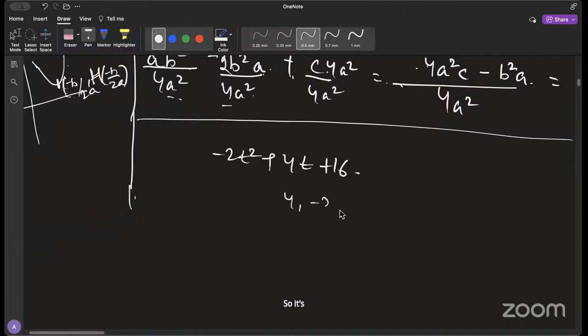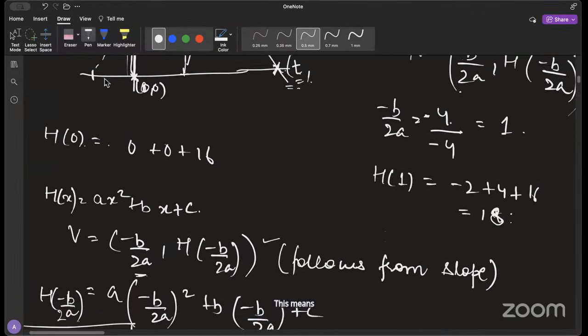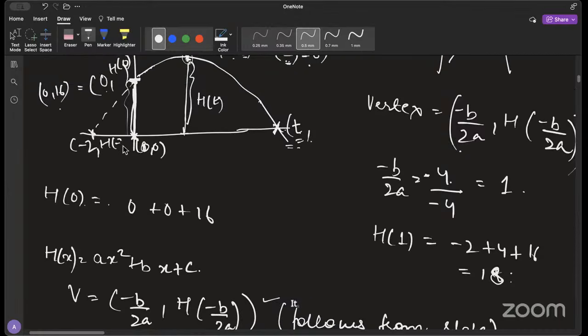So it's 4 and minus 2, right? Yes, ma'am. This equals 0 implies your t is going to be equal to either 4 or minus 2. You just have to solve this using any of the methods we've done so far. And that means this point is minus 2 comma h of minus 2, and this one is 4, 0. h of minus 2 is anyway 0, right? So you can write as 0, 0 and 4 comma 0.